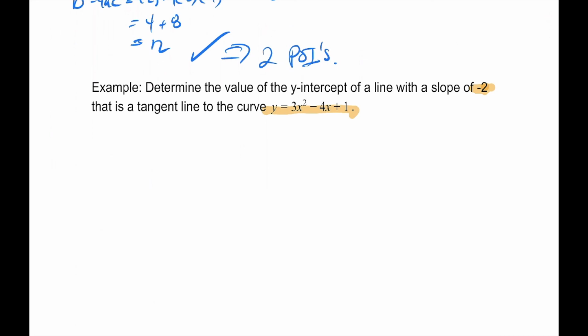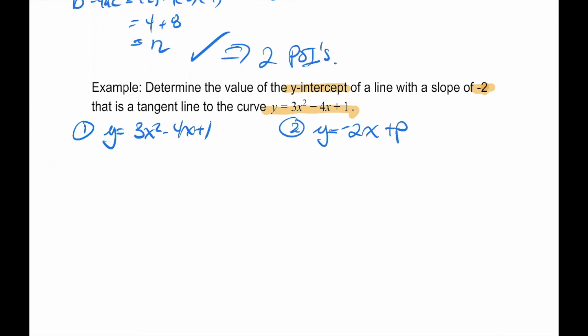Well, basically, we need to figure out what the y-intercept is. So we know we're going to have an equation of a line. So let's say the first equation here is the quadratic, y is equal to 3x squared minus 4x plus 1. Well, the second one, because we don't know what the y-intercept is, at least we know the slope. So it's going to be y equals minus 2x, and we'll say the value p is the y-intercept. So we really need to solve for p.